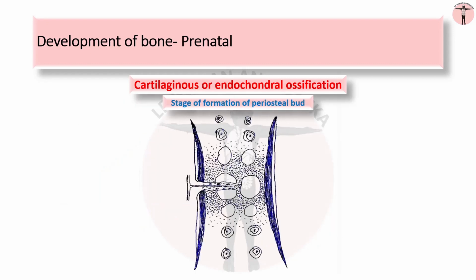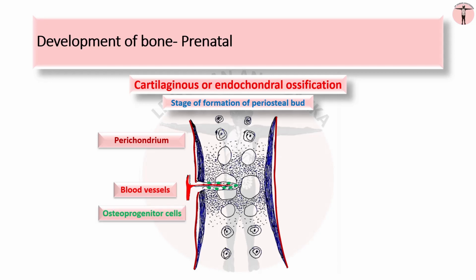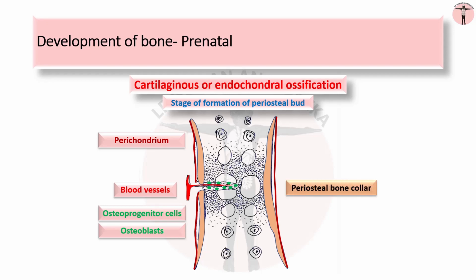Stage of formation of periosteal buds. As these changes occur simultaneously, the perichondrium develops osteogenic potential. Perichondrium is vascularized and the chondrogenic cells become osteoprogenitor cells. Osteoprogenitor cells differentiate into osteoblasts. Osteoblasts lay down a thin layer of bone underneath the periosteum on the surface of the shaft by appositional method and form periosteal bone collar. This compensates for the weakness of the model. The perichondrium is now called the periosteum.